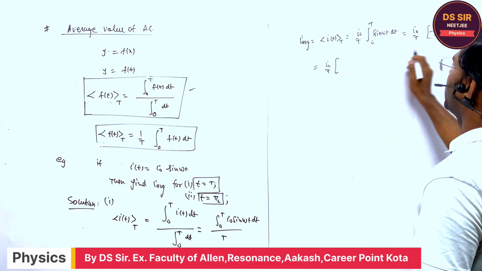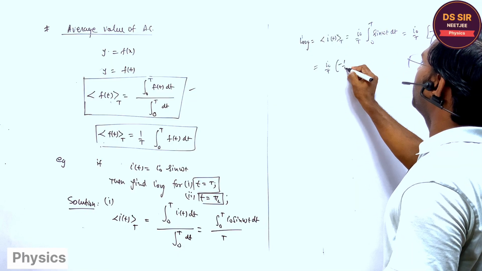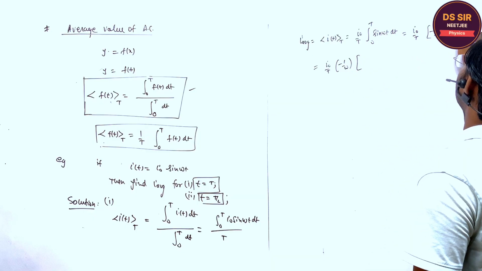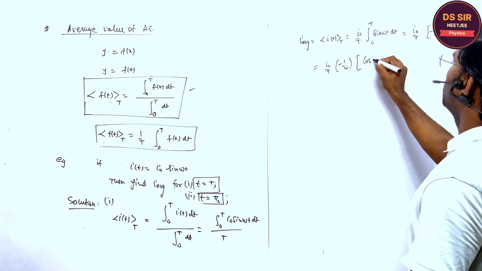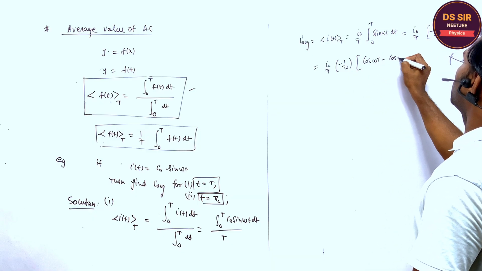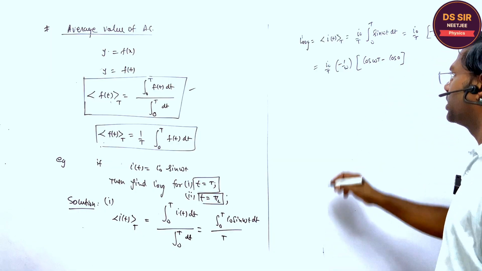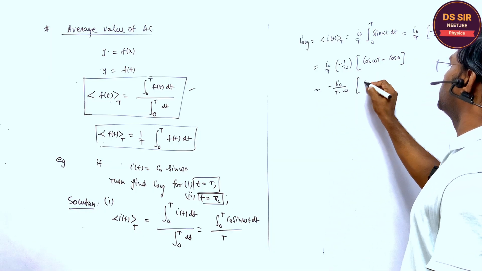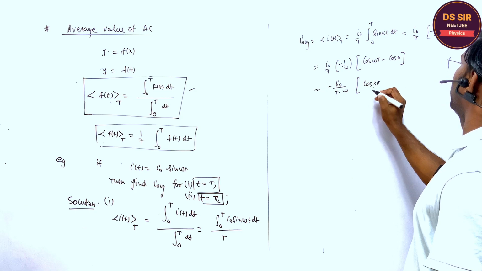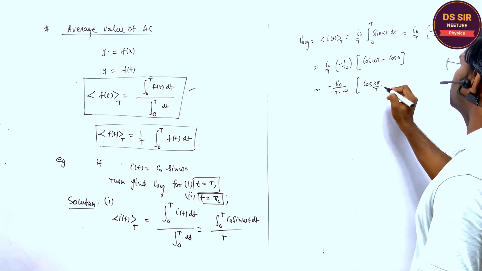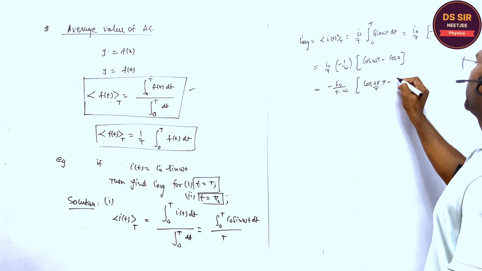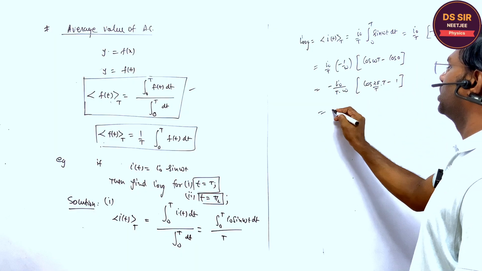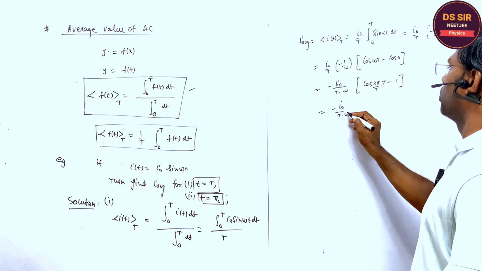Now, for I naught by T, first put the upper limit. This is the minus omega, which comes outside from the integration. Then put cos omega T minus cos 0. Do you understand? It will be minus I naught into T into omega, where omega is 2 pi by T, into T, minus cos 0 is 1.